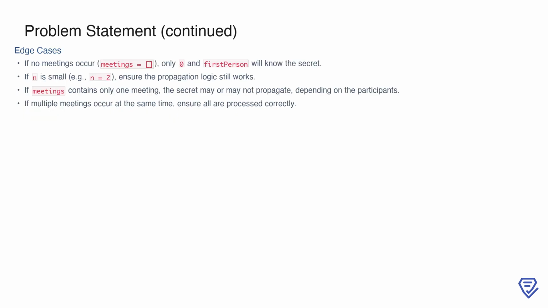There are several edge cases to consider when solving this problem. For instance, if no meetings take place, only person 0 and the first person will know the secret. If the total number of people is small, such as n equals 2, the solution must still correctly track the propagation of the secret. Another scenario is when the meetings array contains only one meeting. In this case, whether the secret spreads depends entirely on the participants. Additionally, when multiple meetings occur simultaneously, it's important to ensure that all these meetings are processed correctly to avoid any inconsistencies in the propagation logic.